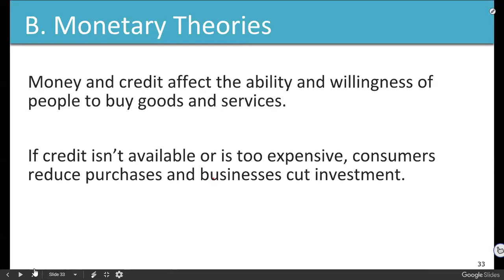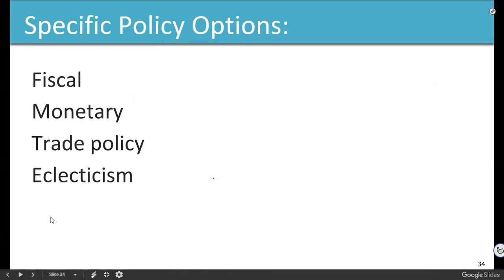Overall, the government, if they want to mess with the economy, they have fiscal policy. Have you ever heard of a business having a fiscal year, a fiscal budget? I've got slides for each of these. But this is a cheap question on a test: the four government policy options, fiscal, monetary, trade policy, and others.